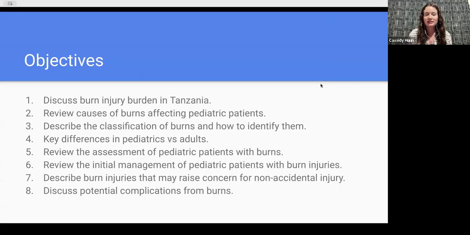So first, we'd like to discuss burn injury burden in Tanzania. Then we review the causes of burns that affect pediatric patients that we see. We'll describe the classification of burns and how to identify them. Then we'll go over some key differences in pediatric versus adults, review the assessment of pediatric patients with burns, review the initial management of these pediatric patients with burn injuries, describe burn injuries that may raise concerns for non-accidental injuries, and then discuss some of the potential complications from burns.